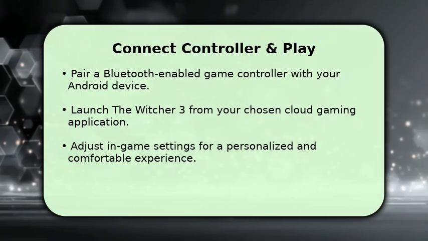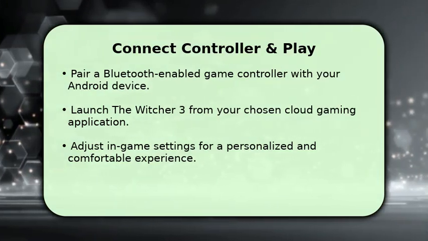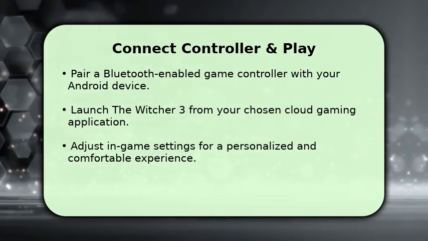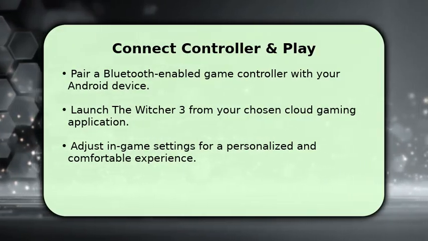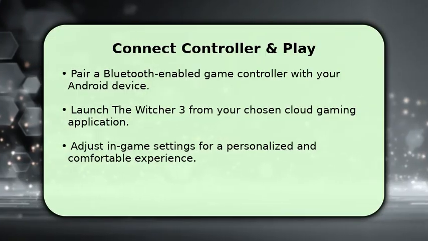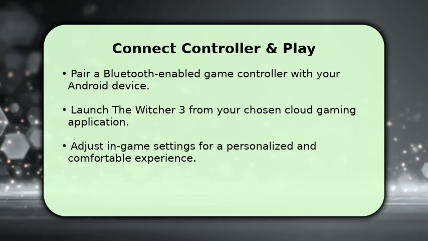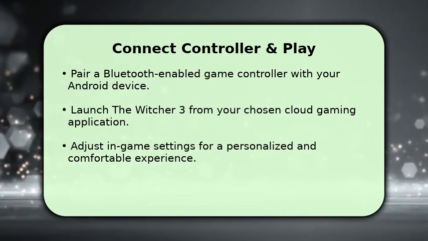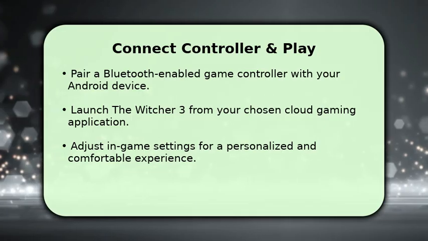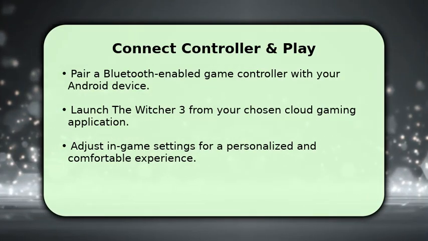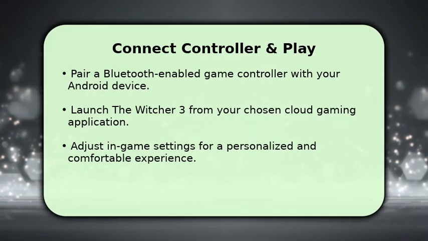For the best experience, connect a Bluetooth controller to your Android device. Most modern controllers, like an Xbox wireless controller or a PlayStation DualSense, pair easily through your phone's Bluetooth settings. Once connected, open the cloud gaming app and select The Witcher 3 from your library. The game will launch on the remote server and stream to your device. You can then use your physical controller to navigate menus and play, just as you would on a console.